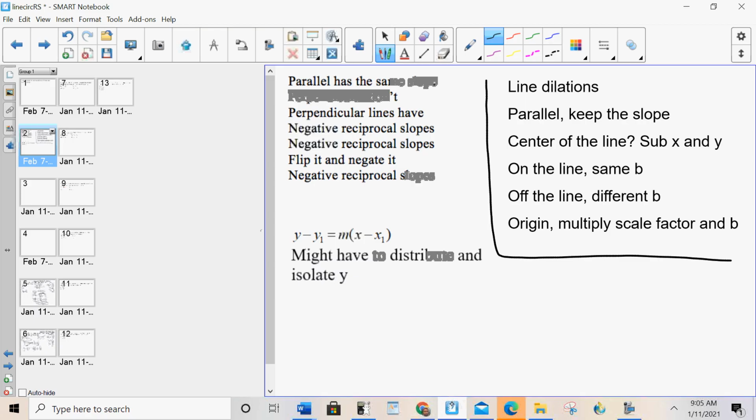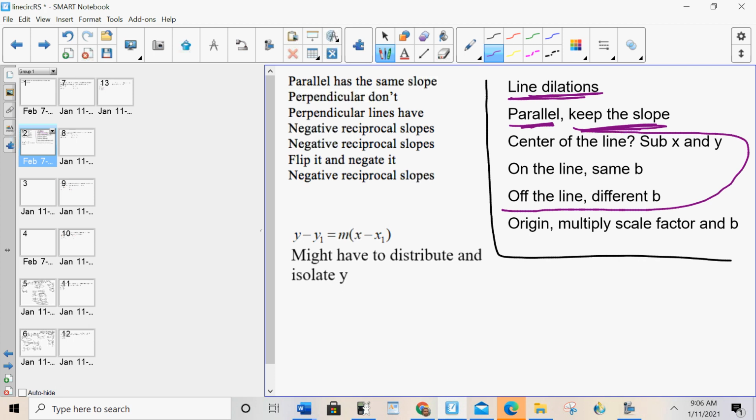All right, so let's break this song down. Whenever you're doing line dilations, the image is always parallel, which means you're always keeping the slope. No matter what, with a line dilation, the slope is going to always be the same. From there, there's pretty much two different types of questions. You might see one where you're going to have to do that, or you might see one where you're going to have to do that.